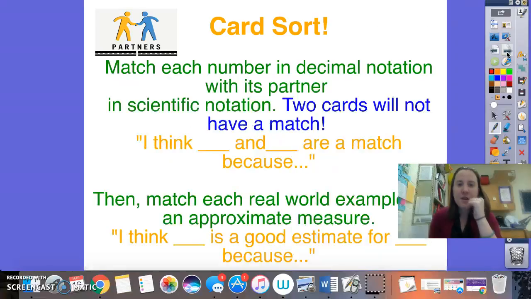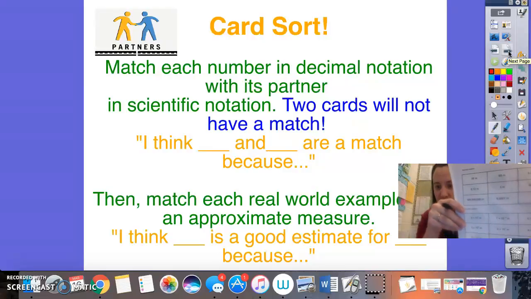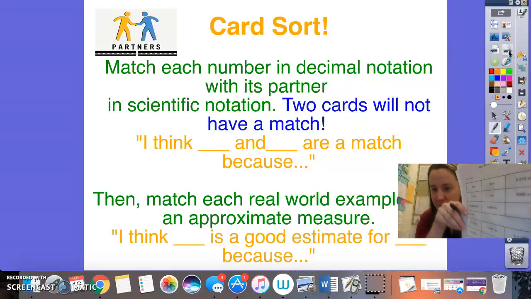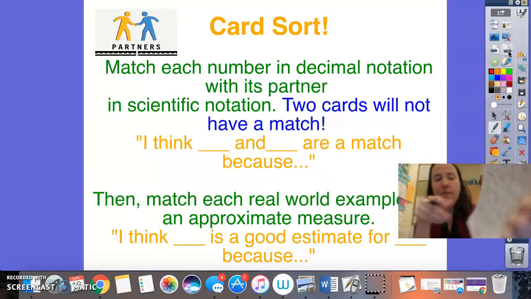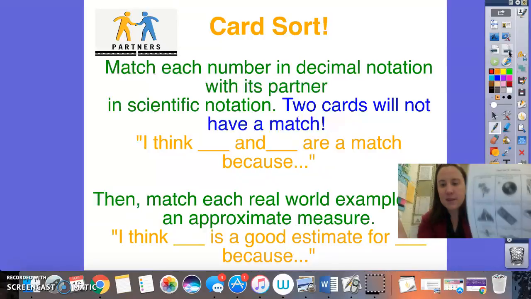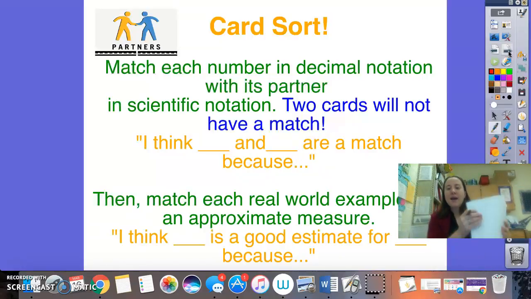All right. This next activity, I'm going to ask you to pause the video, but you should have gotten a set of cards that looks like this. They're all cut out though. So you have decimal notation on one and scientific notation on the bottom. And then on the second page, you have all of these pictures of real life examples. And your task with your partner is to match them up.